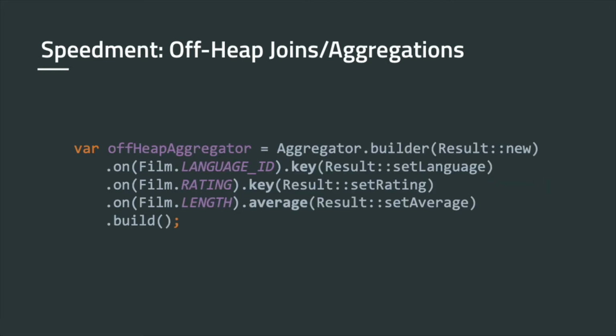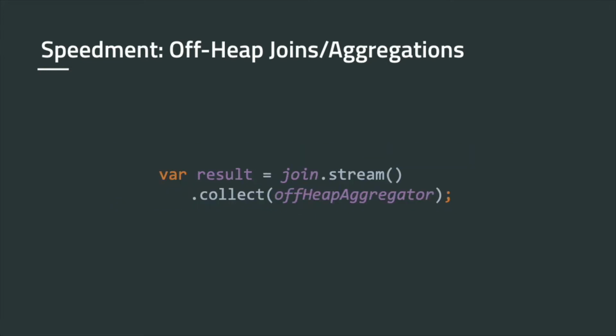You can also have aggregators. You create something on the language ID, you have a key, and on the film rating, you have a key, and then you compute the average of the length, and you build that kind of aggregator, and now you can use it together with the join stream like this. So they are kind of building components that click into each other, and everything works off-heap. You can, of course, use a regular collector here that you can write in Java, and then it will materialize everything in Java, and it will work. It will only be a bit slower.